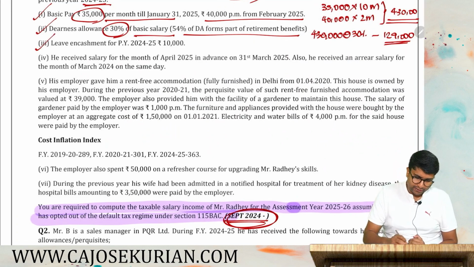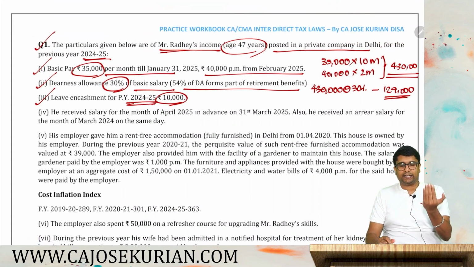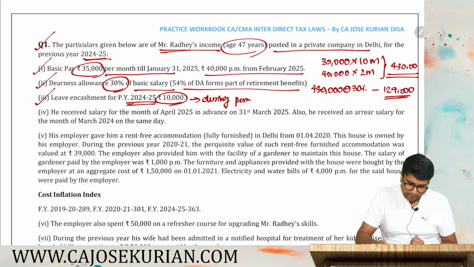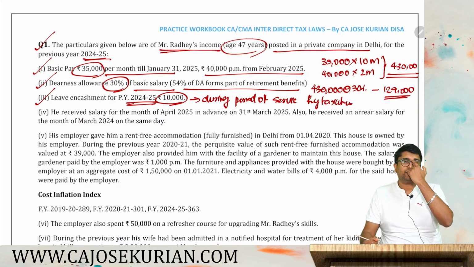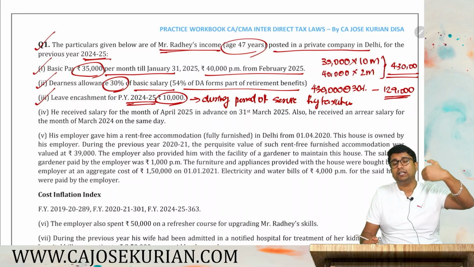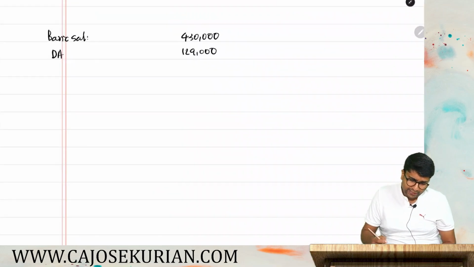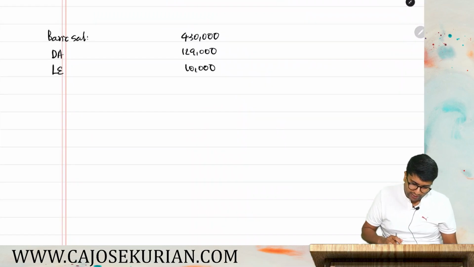Leave encashment for the previous year 24-25 is 10,000. So the question is not saying that he is retiring at the year end. So this leave encashment is during the period of service, and it shall be fully taxable. You will not get the benefit of exemption, because if you want to claim the benefit of exemption, that leave encashment has to be received at the time of retirement. So this is during the period of service and it shall be fully taxable. So leave encashment 10,000 fully taxable.